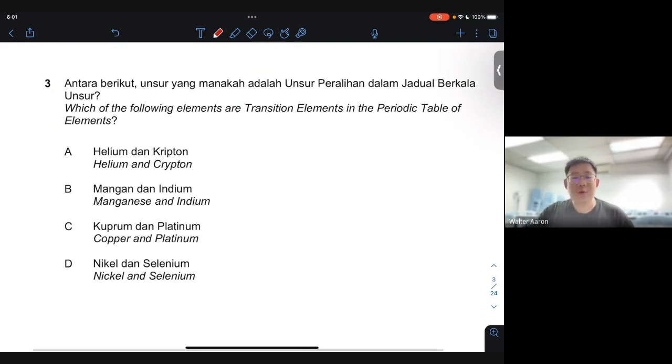For number 3, which of the following elements are transition elements in the periodic table of elements? Transition elements refers to the block of elements from group 3 all the way to group 12. So in this case, the answer here will be C, copper and platinum, while the rest of it is not exactly all transition elements. So this is the best answer to describe the transition elements.